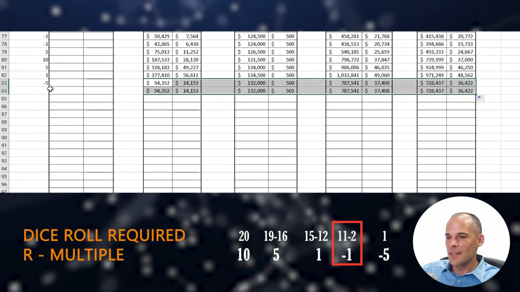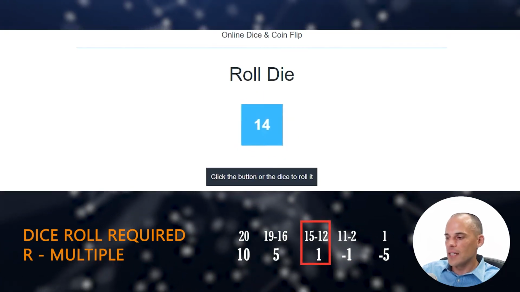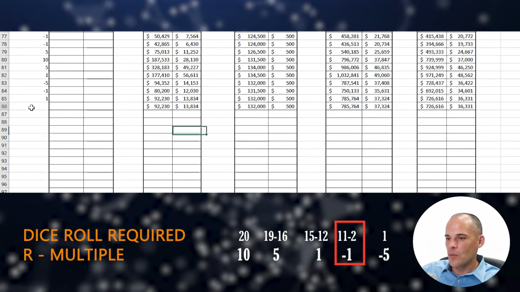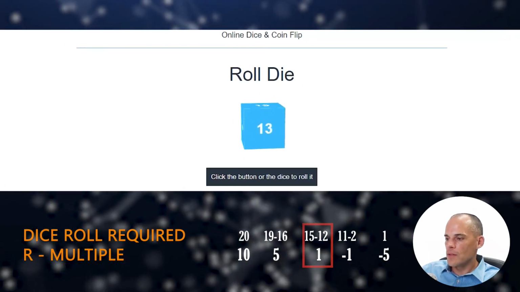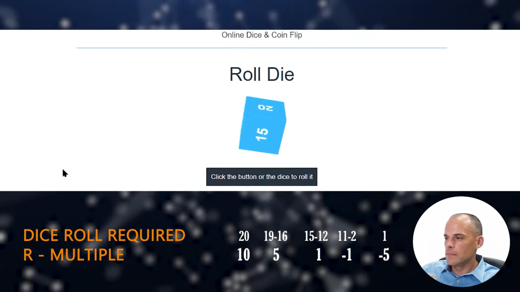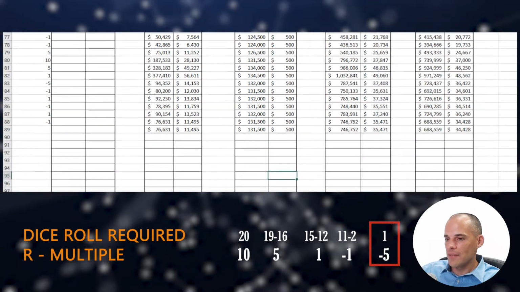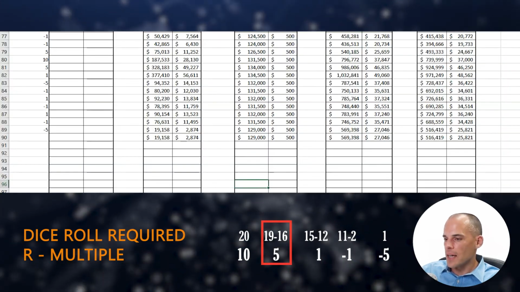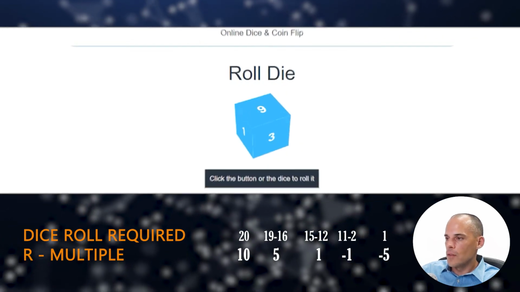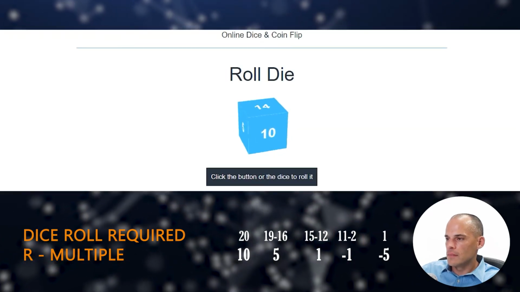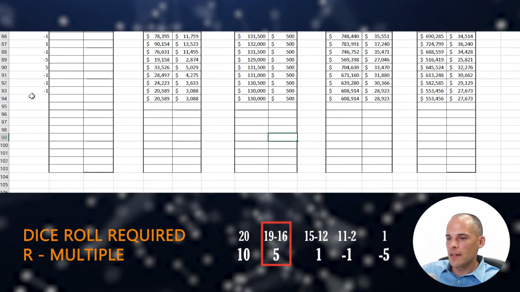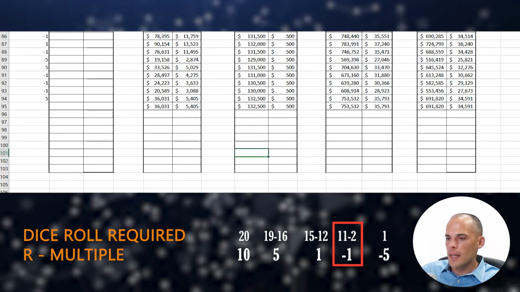2, that's a -1. 14 is a +1. 2 is a -1. 13 is a +1. 8, -1. 1 is a -5. 18 is a +5. Next up, 11 is a -1. 3 is a -1. 10 is a -1. 19 is a +5. 2 is a -1.